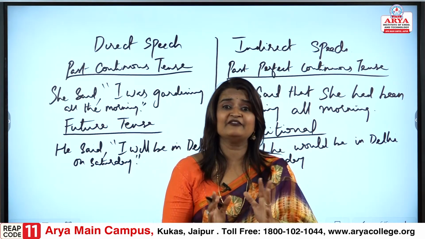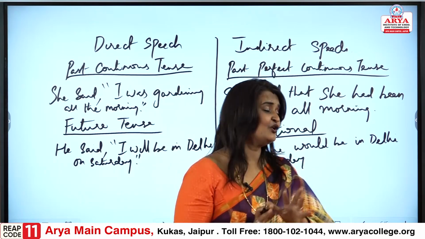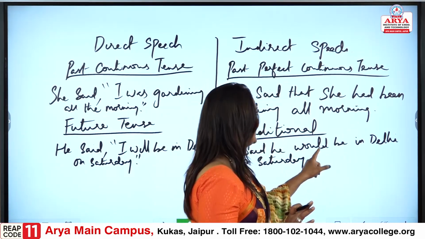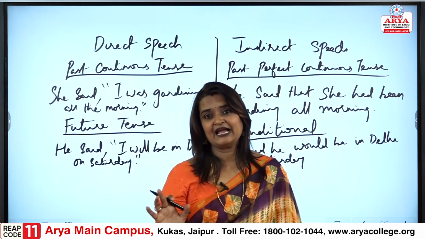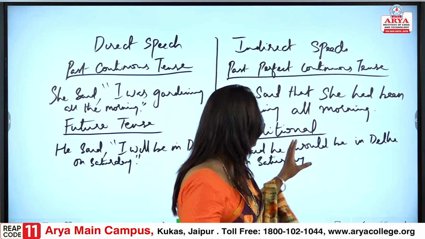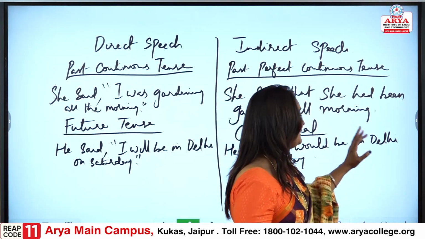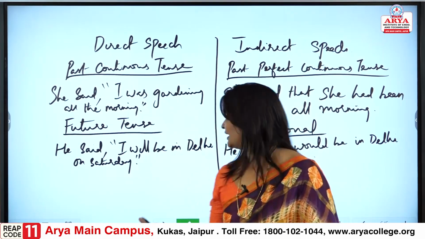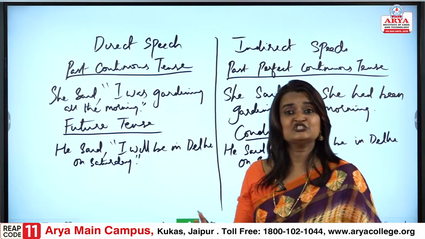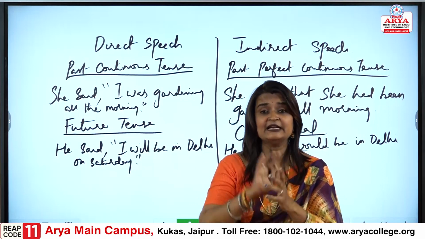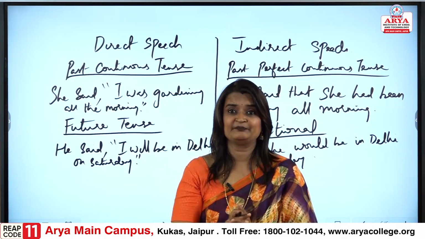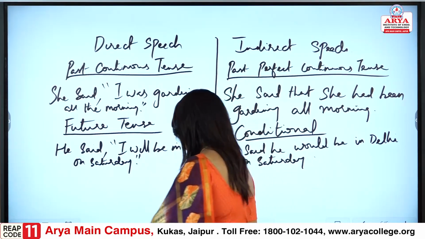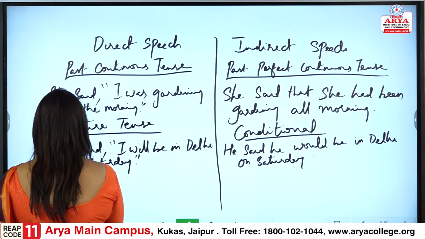So, you cannot give the guarantee of his. So, you will use he said he would. Again, would is used in a conditional sentence. So, he would be in Delhi on Saturday. So, when the future tense is converted, it is conditional. Fine. Next we would take care of modal auxiliaries.